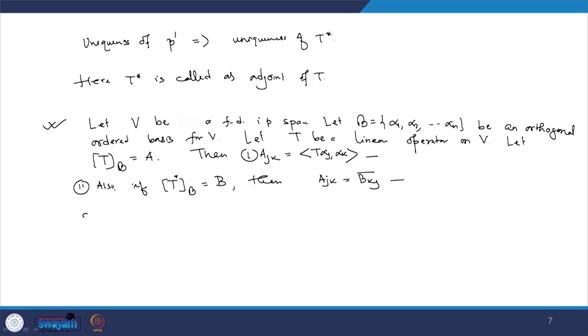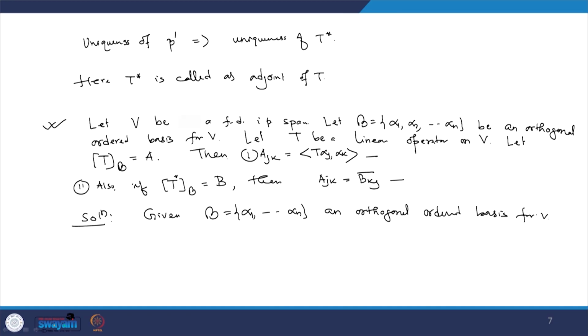Let me quickly solve this problem, please. Given B equal to alpha 1 to alpha n, an orthogonal ordered basis for V. So, this implies for any element alpha belonging to V, alpha can be written as sigma inner product of alpha, alpha j, and alpha j, j equal to 1 to n. This is already we have seen. So, this relation is already known to us.